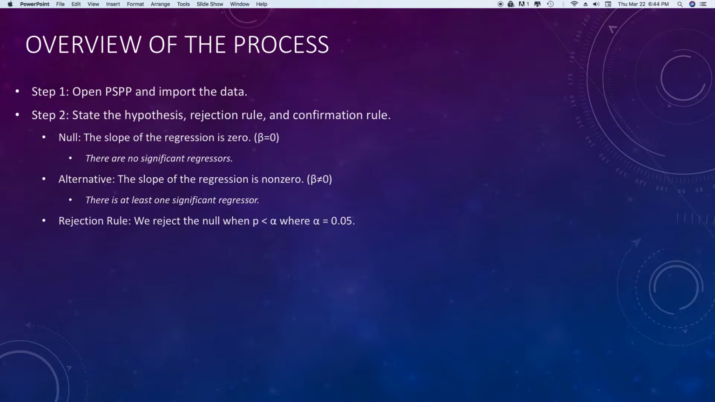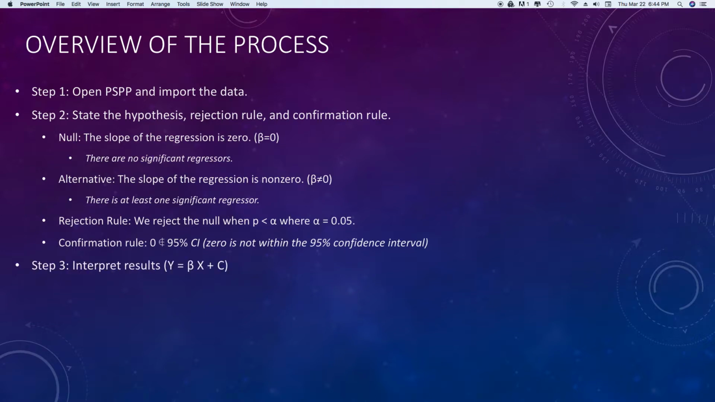Our rejection rule, as usual, we reject the null when the p-value is less than alpha, where alpha equals 0.05. And our confirmation rule, 0 is not within the 95% confidence interval, which we'll see when we go over our results. So step 3 is interpreting results.